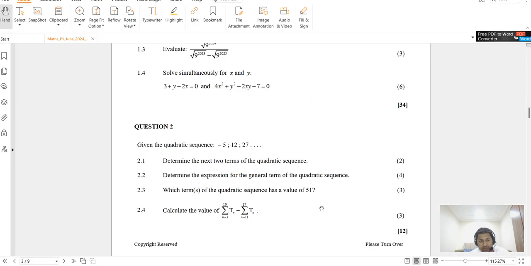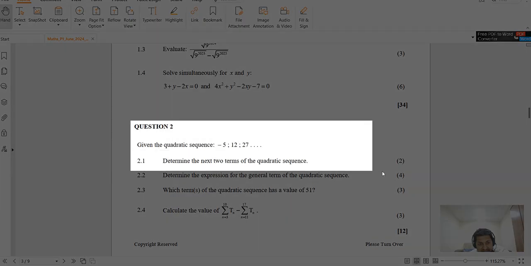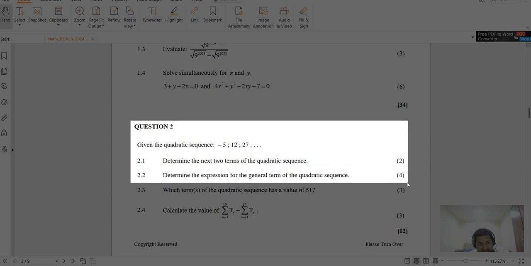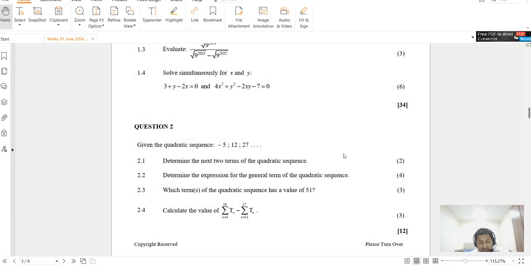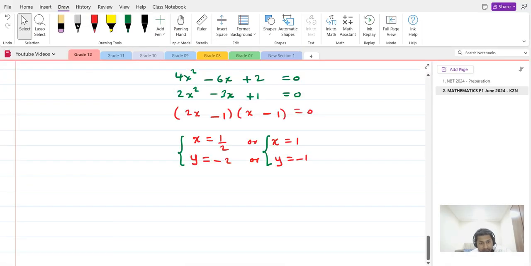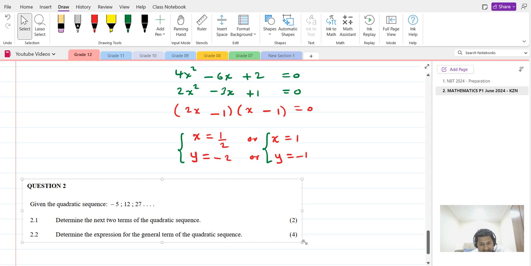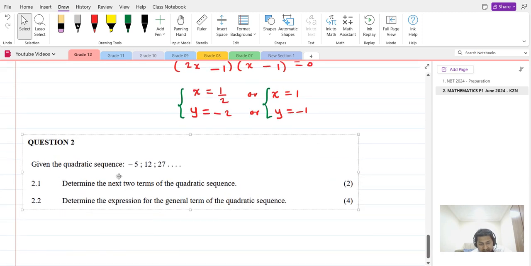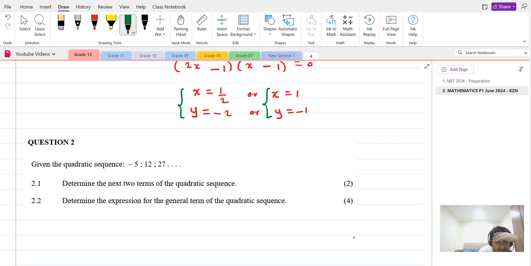Moving on to question 2. Question 2 is based on sequence and series. Right, so solving this, write down the next two terms of the quadratic sequence. As we see here, because they're telling us this is a quadratic sequence, it must have a second difference. So what are we adding from minus 5 to 12? We're basically adding 17 first, right?